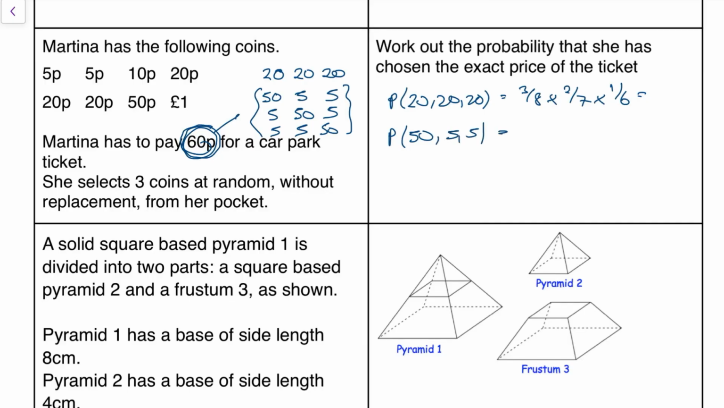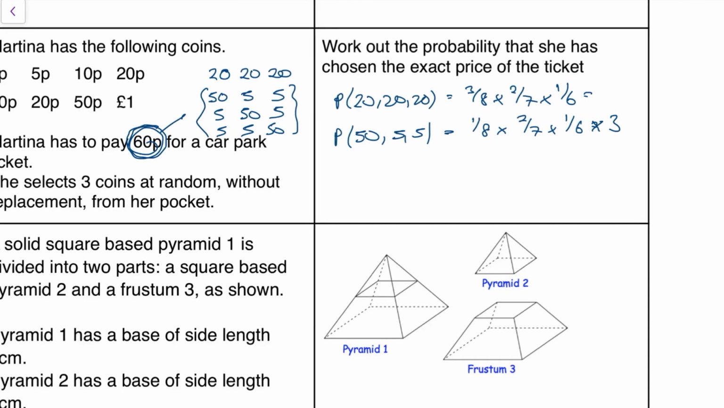So 5, 5, 50 is going to be, well, there's 1 50p, so 1/8, times the 2 5p's over 7, times the remaining 5p over 6. I'm going to times all that by 3. So let's get my calculator out.